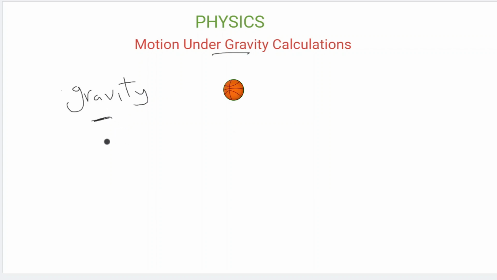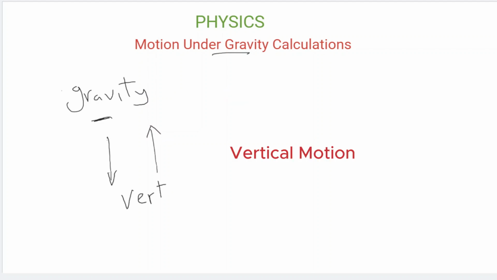Now, this motion can either go vertically down or vertically up. So, this motion is known as a vertical motion.